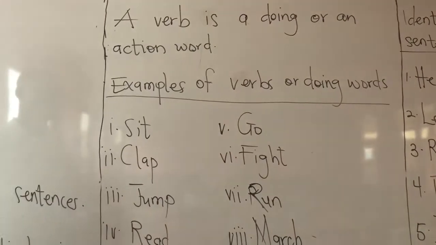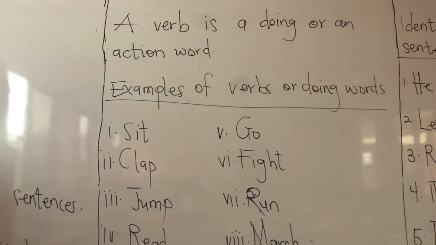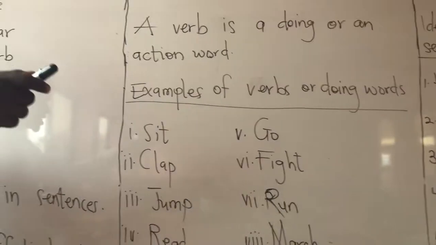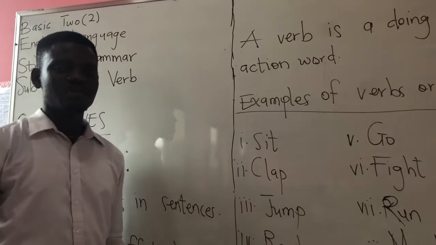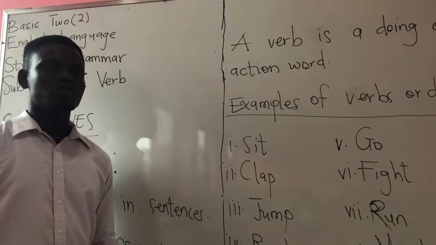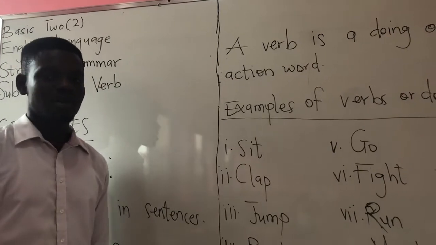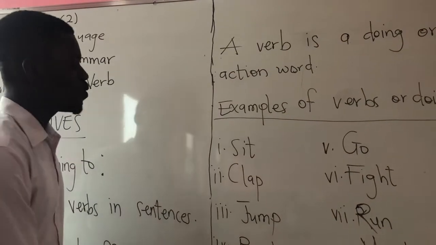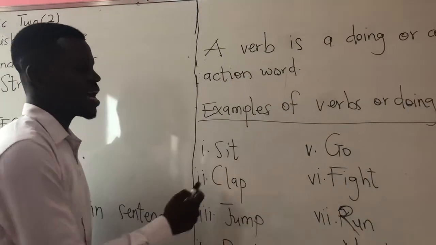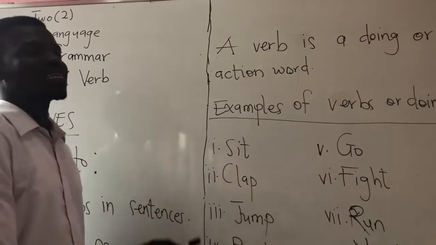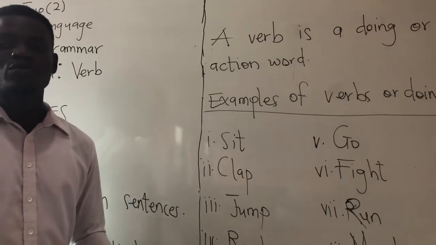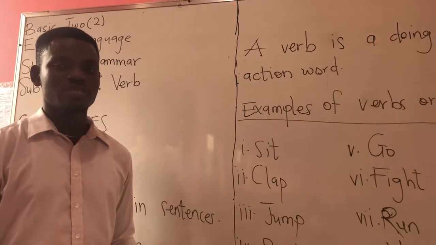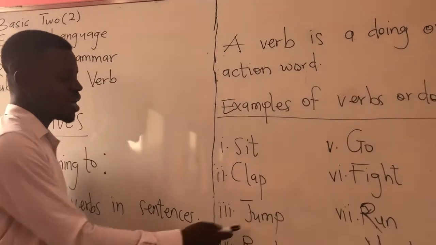The first one is sit. When you are standing and I tell you sit down, you sit down because you know I am telling you to do something. When you hear sit, you do it. The second one is clap. When you do something good in the class, the teacher tells you to clap for yourself, and then you all clap for yourselves. Do you get it?